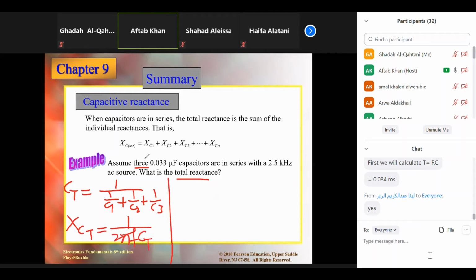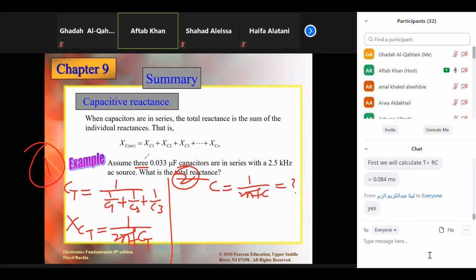Is this formula clear? That is one approach. And the second approach, you just calculate for any one capacitance, C1, or just say C because it's a single capacitance and all values are the same. 1 over 2 pi F C, you will get here.